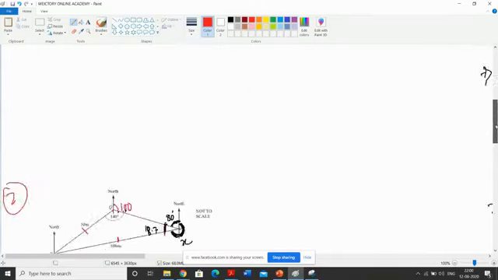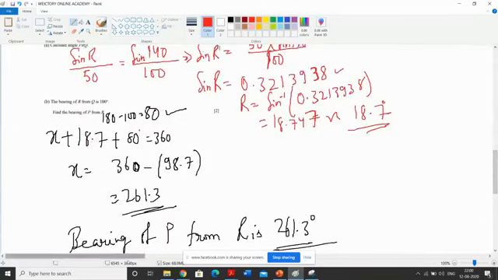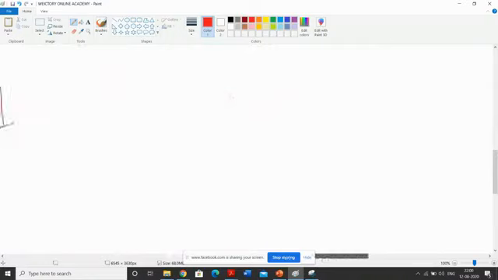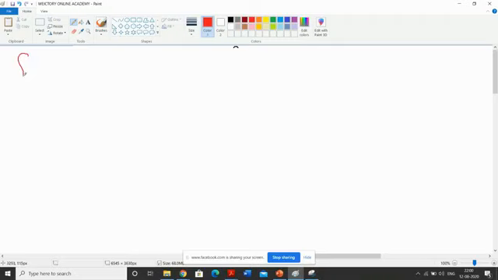I can explain how the sine and cosine rule is derived. Generally in schools, they don't teach the derivation of sine and cosine rule. So let's quickly derive it. Sine rule derivation.